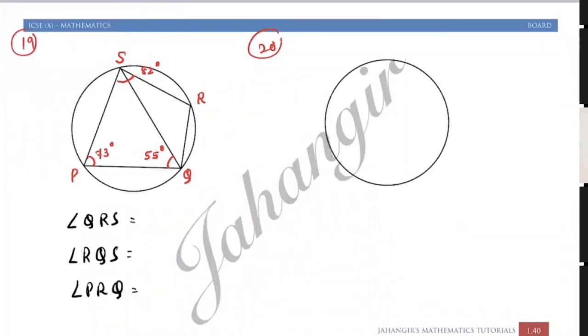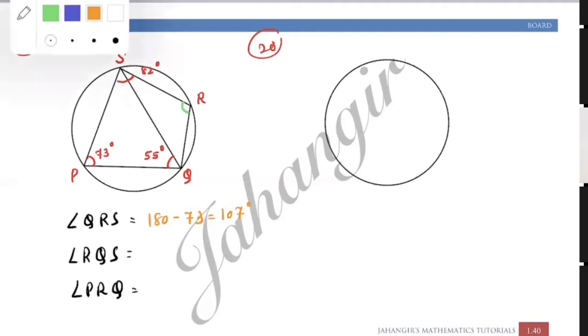Yes, sir. First, let's see what we want. QRS. So QRS is quite simple. Opposite angles of a cyclic quadrilateral are supplementary. 180 minus 73, which is equal to 107 degree. Okay, first part. Now what about the other one, RQS?